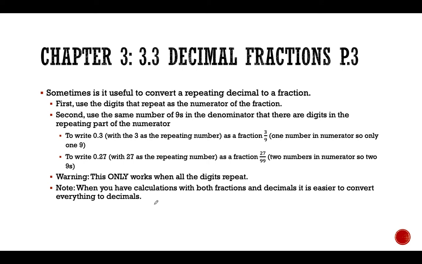Second, use the same number of 9s in the denominator that there are digits in the repeating part of the numerator. So if we want to write 0.3 with 3 as the repeating number as a fraction, we put a 3 in the numerator and one 9 in the denominator because there's only one number in the repeating part of the decimal. For 0.27, 27 is the repeating part. There's 2 digits in the 27, so your fraction would be 27 in the numerator with 9 9, two 9s in the denominator. Then you divide it. This only works when all the digits repeat.